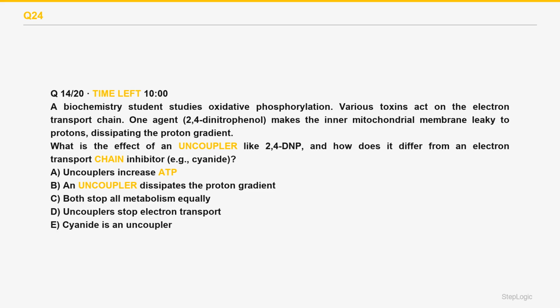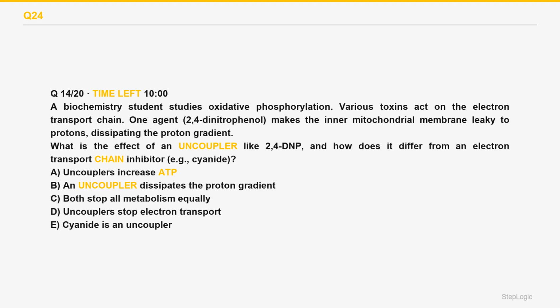What is the effect of an uncoupler like 2,4-DNP, and how does it differ from an electron transport chain inhibitor, e.g. cyanide? A biochemistry student studies oxidative phosphorylation. Various toxins act on the electron transport chain. One agent, 2,4-dinitrophenol, makes the inner mitochondrial membrane leaky to protons, dissipating the proton gradient.